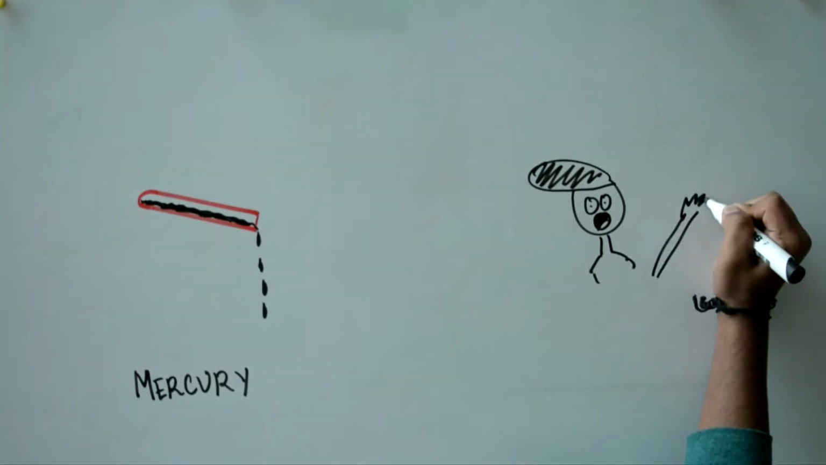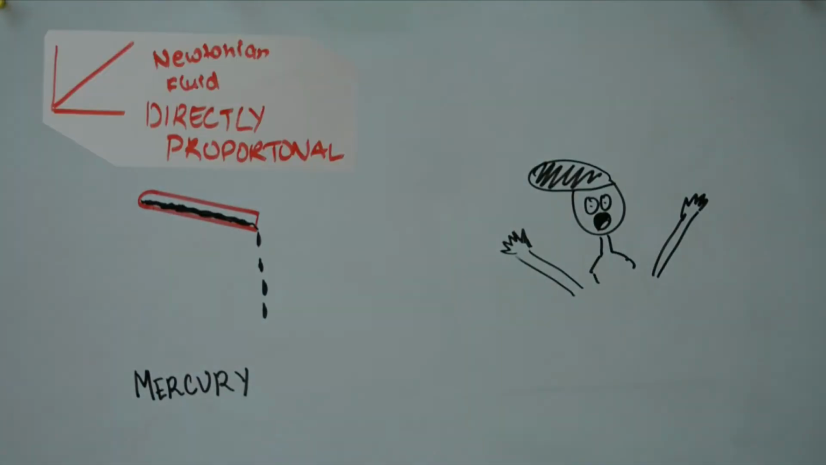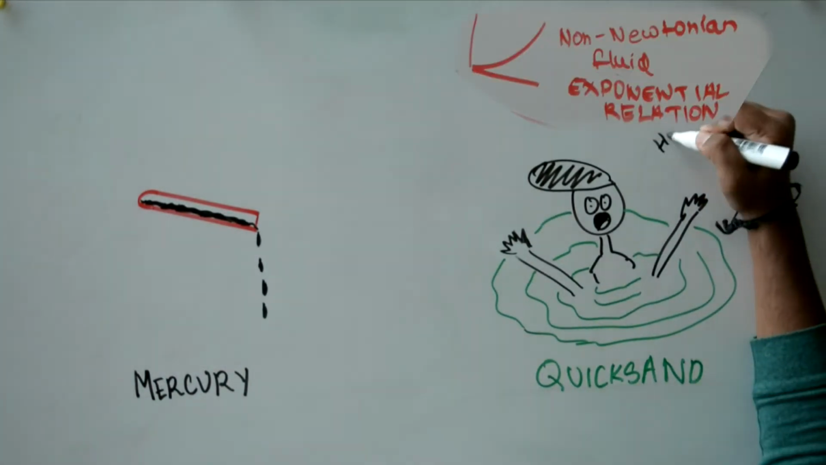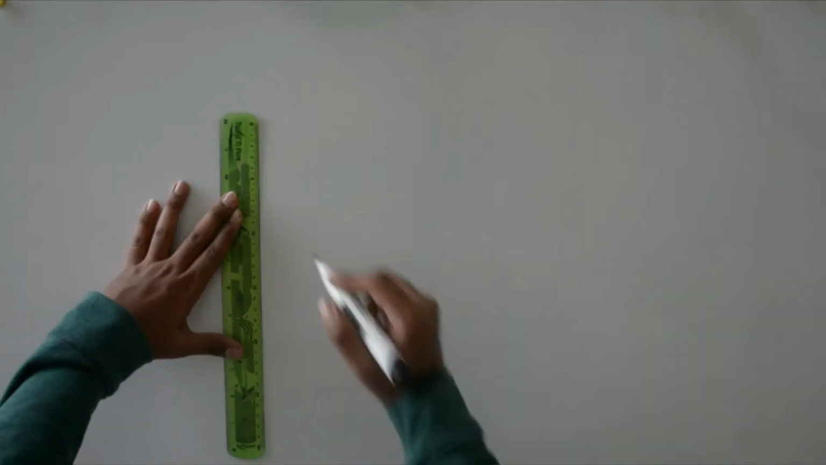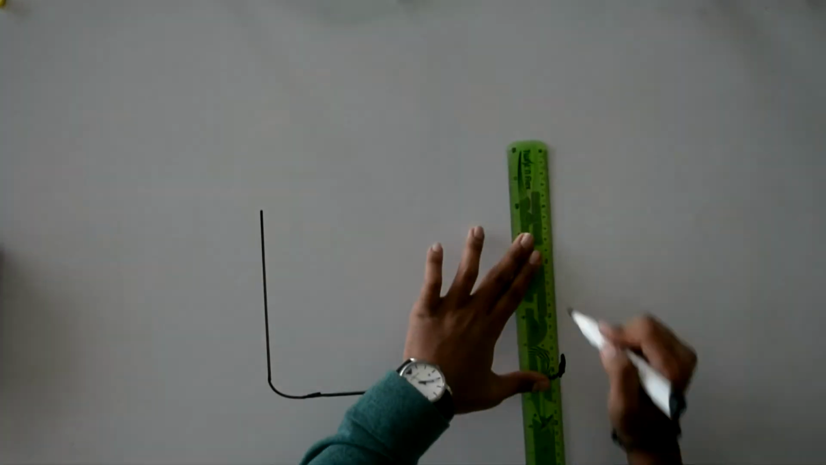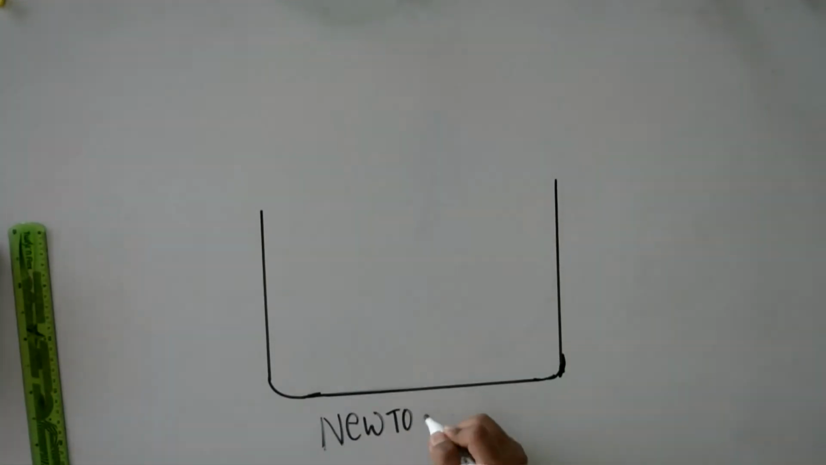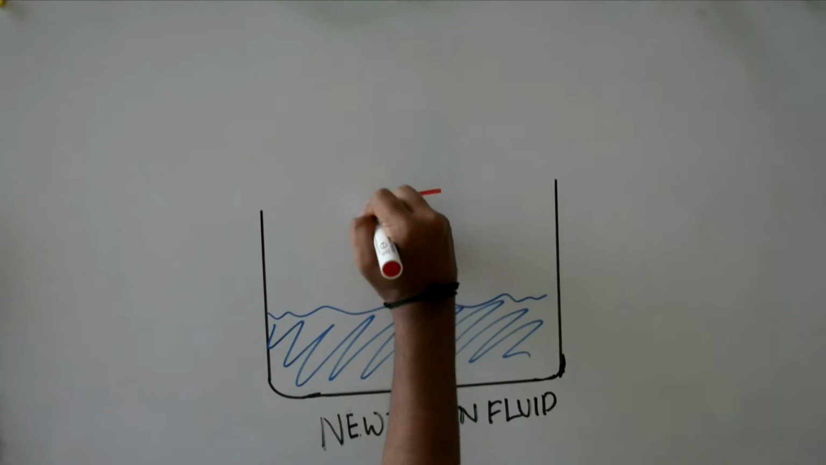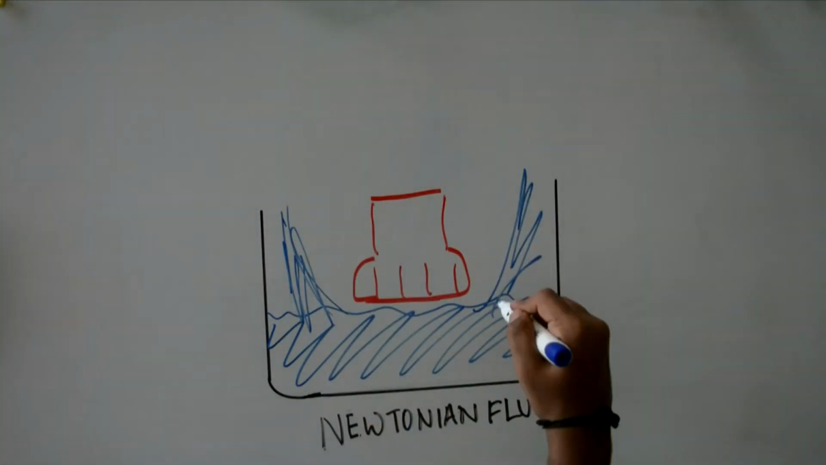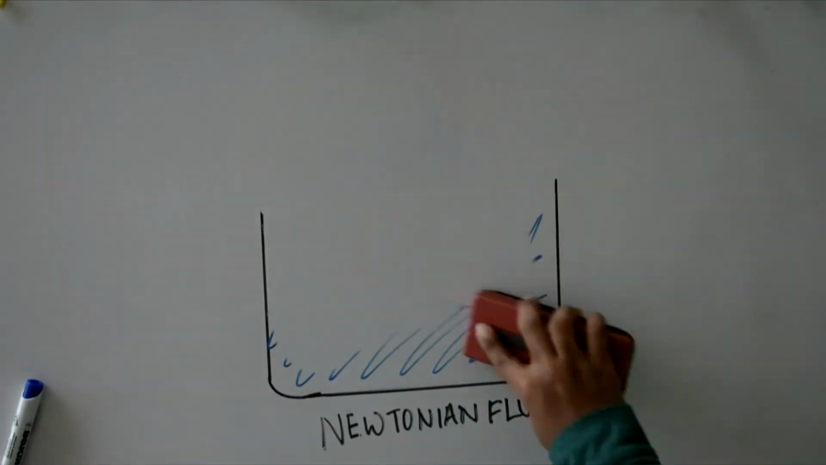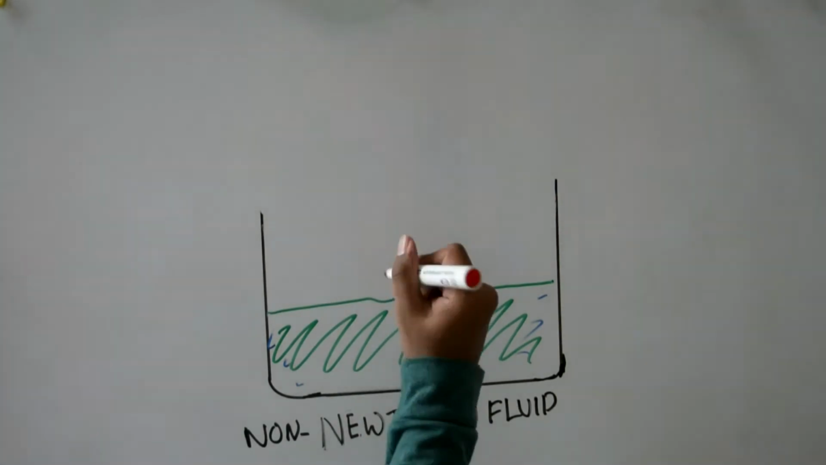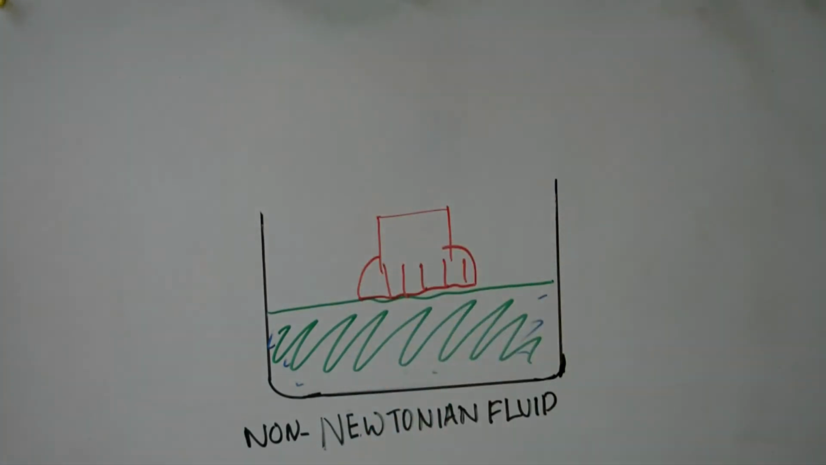For example, the relationship between shear stress and shear rate of mercury is directly proportional, whereas quicksand has an exponential relationship. So if a fluid obeys Newton's law of viscosity, it will maintain its viscosity even if there is a force acting on it. Whereas, if it does not obey Newton's law of viscosity, its viscosity changes as different amounts of force act on it. Following this understanding of viscosity, a non-Newtonian fluid can be defined as a fluid whose viscosity changes as strain or a force is applied on it.